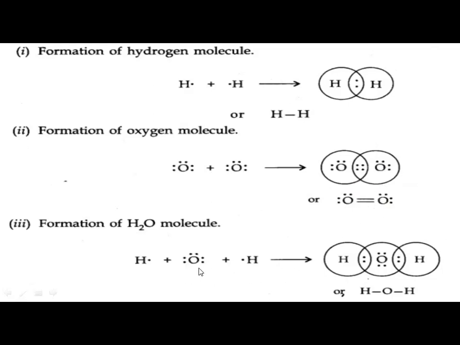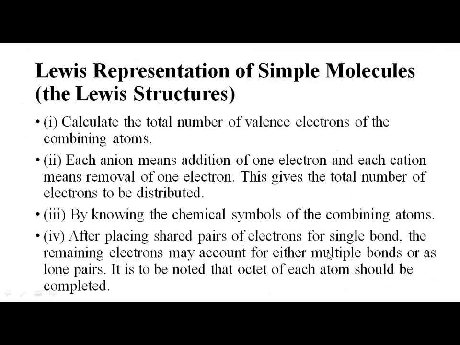Water molecule: see, oxygen is there at the center, with 6 valence electrons. 1 electron is shared with 1 hydrogen atom, another electron with the other hydrogen atom. So duplet for hydrogen, octet for oxygen: 2, 4, 6, 8. And this is the water molecule. So, Lewis representation of simple molecules.